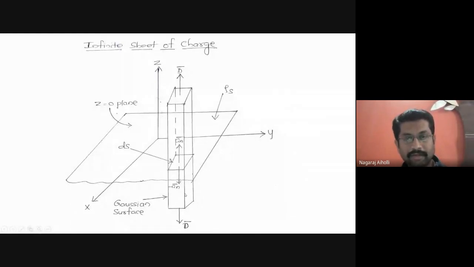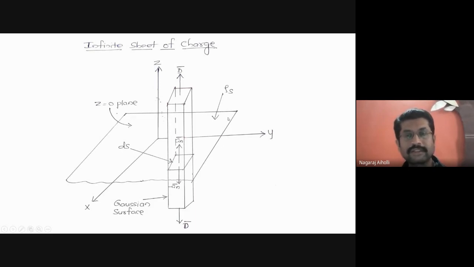Am I right? If you are considering the direction of D bar from the top surface, with the arrow pointing away from the top surface, that is plus a_n bar. If I am considering the D bar from the bottom surface, then it is minus a_n bar. Then dS is the Gaussian surface we have considered.